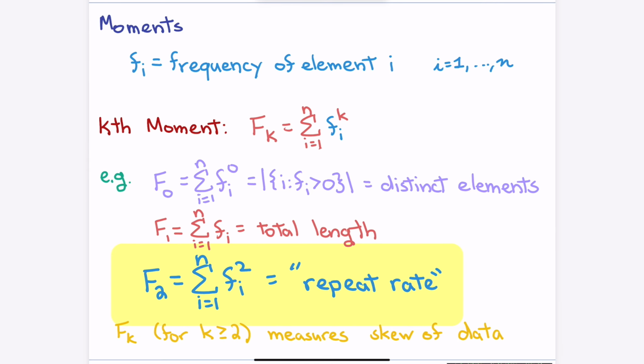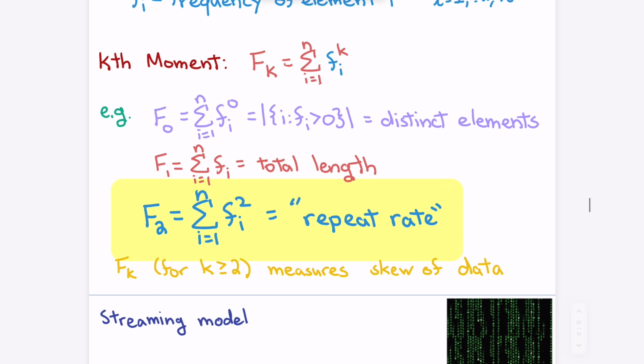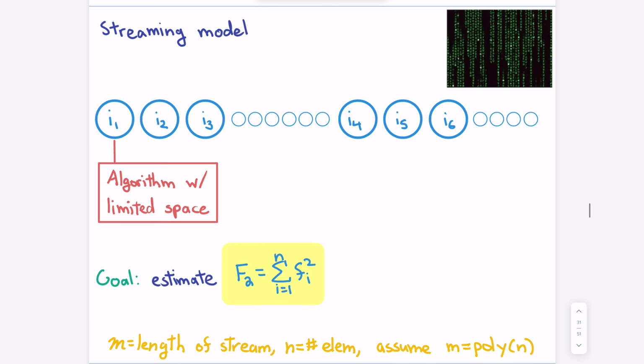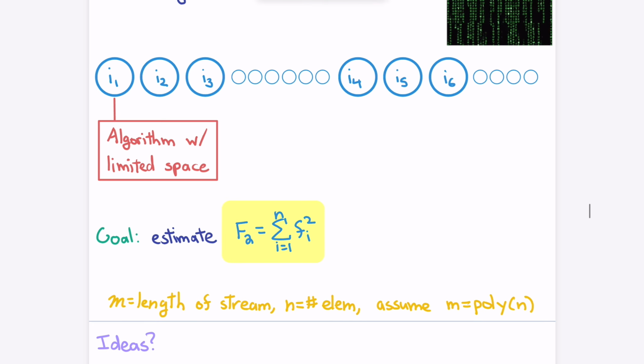Okay, so F2, from that moment defining slide from before, we're now looking at the sum of frequency squared. So I guess we have the usual thing. We're going to be doing this in a streaming model. And same as always, does anyone have any ideas you want to suggest? I'm just trying to estimate this quantity, the sum of squares for all the frequencies this time.